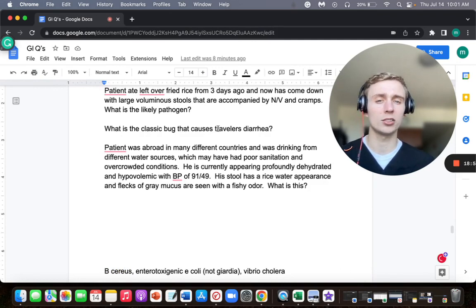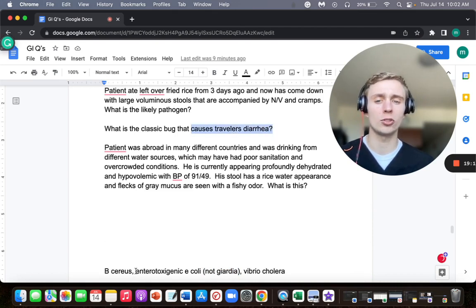The classic bug that causes traveler's diarrhea is enterotoxigenic E. coli. And don't get that confused with Giardia. So typically with Giardia lamblia, they give you a patient that's been in a water stream, drinking from a mountain stream, and then they get this protozoal infection, which is Giardia. But this is different. This is just traveler's diarrhea in general.